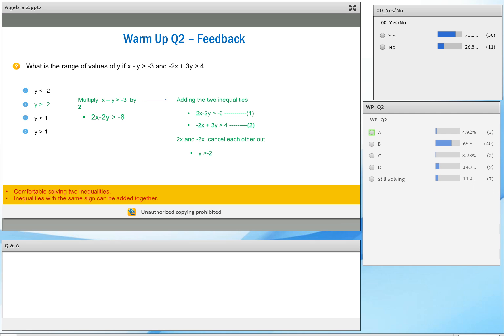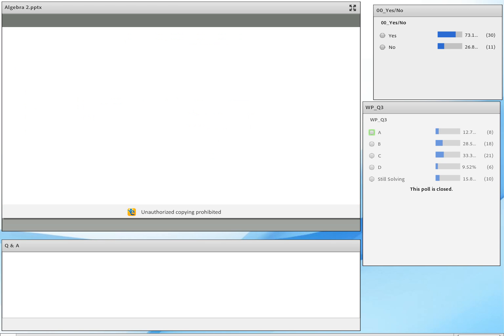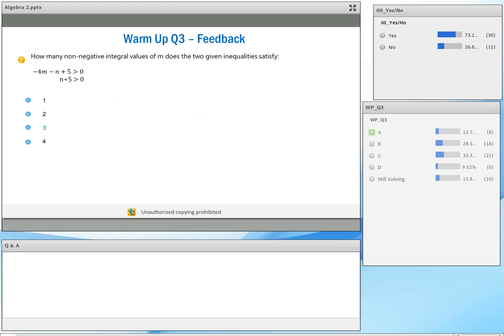All right, let's move to question number 3, and definitely question number 3 was more involved than these 2 questions, and the accuracy for this question was really low. The correct answer here is choice C. Okay, 3 non-negative integral values of m.